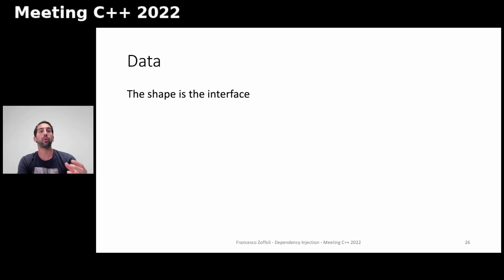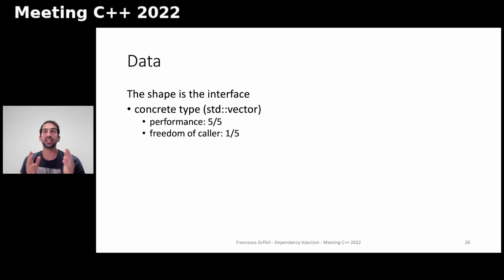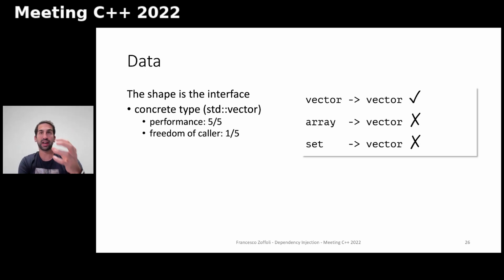So let's say we wanted to get a sequence of items. One option for our function is to take this sequence of items as a concrete type, for example, a vector. This gives us the maximum performance, assuming, for example, that the user has a vector, but it limits the freedom for the caller. Why? Because if the caller has a vector, this is just going to work with our function which takes a vector. But in the case the user has an array, we will need to convert it to a vector. And same if you have a set, it needs to be converted into a vector.